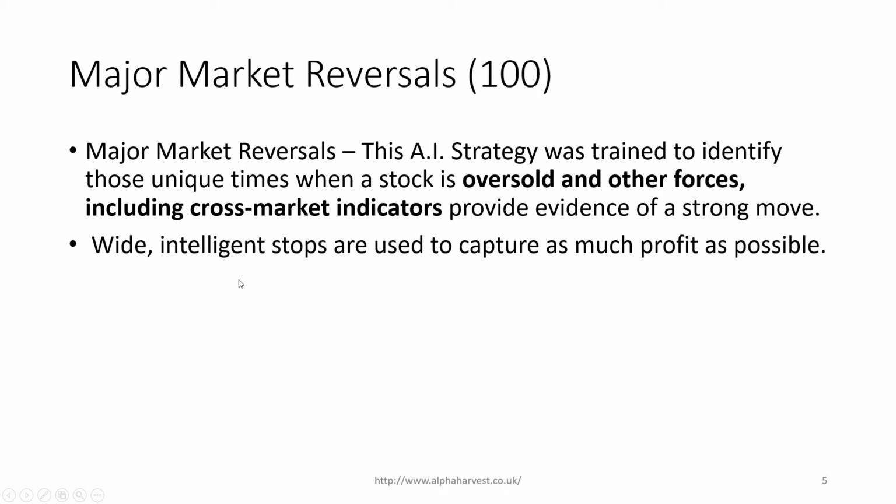Now, major market reversals, the code there, 100, is just the ID that the AI uses to identify this strategy. We look for when stocks are oversold and other forces, including cross-market indicators, provide evidence of a strong move. So these are very profitable trades. Major market reversals is a fantastic one to trade.